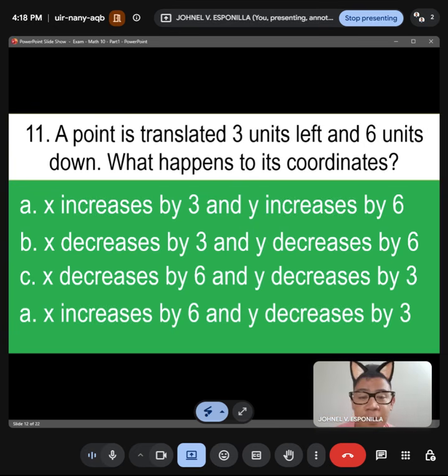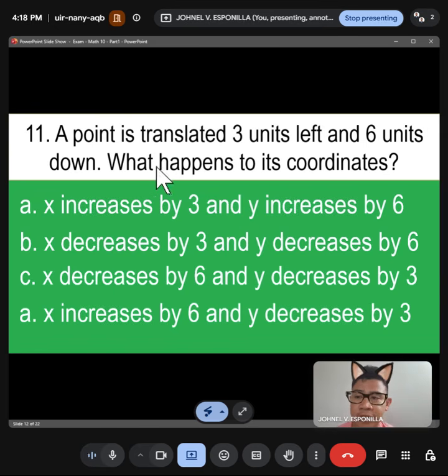Okay, so this is all about translation. So sabi natin dito, the point is translated 3 units left. Since left, right, that is x, left is negative, so that means x decreases 3 units. So between C and D.